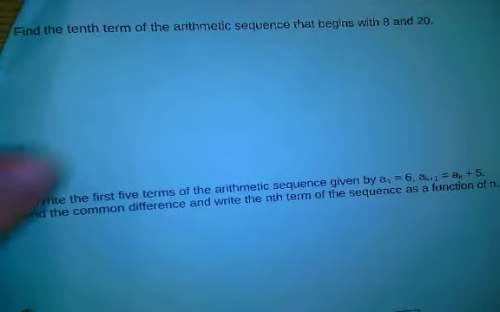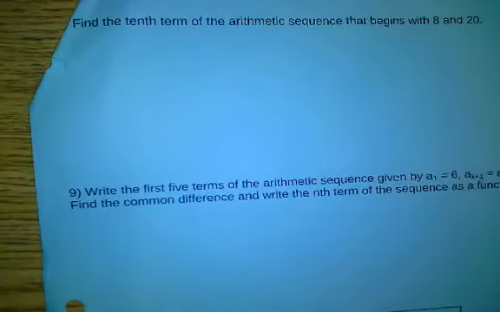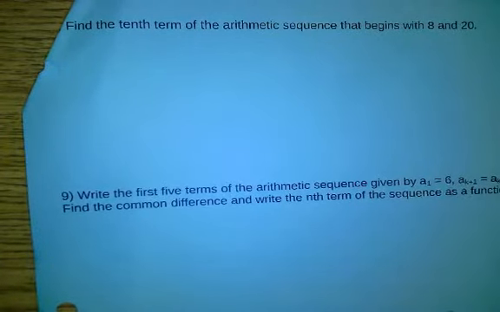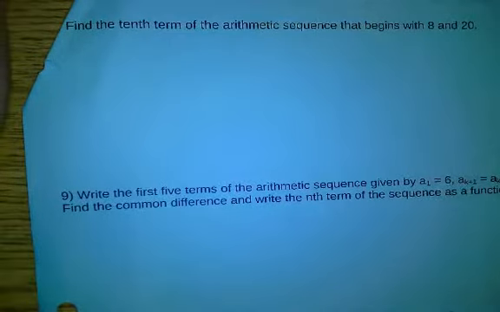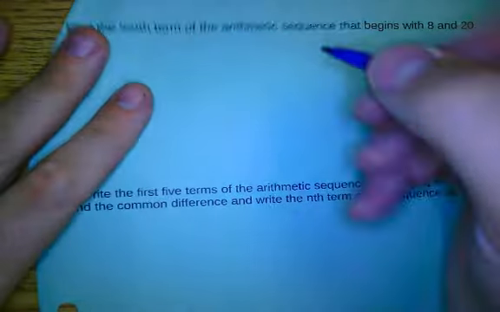Alright, we just need to get through the words on this one. This one's easier than the ones we were just doing. You just need to understand what the words mean. So let's go through it. Find the 10th term of an arithmetic series that begins with 8 and 20. What does that mean? It's worded really poorly, I'm just going to be honest with you. It begins with what number? And then a.